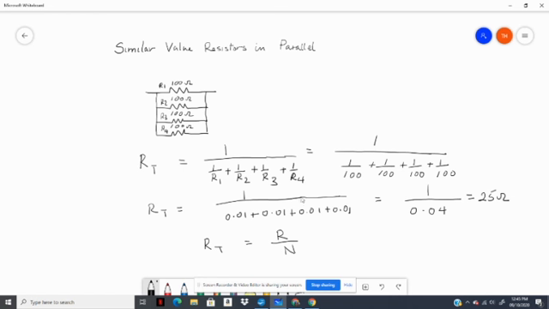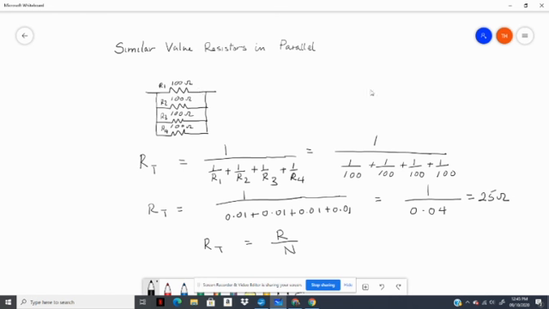Okay? Now, we can look at this in another way. Now that we know that we can work out the value of any number of resistors in parallel by dividing by the number of resistors, we can check this one. Let's go through the formula for resistors in parallel.